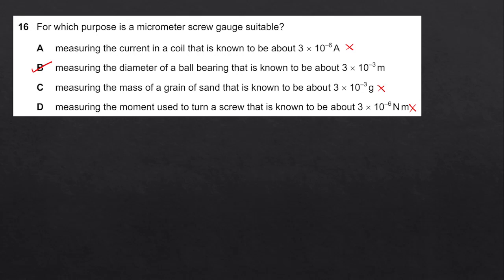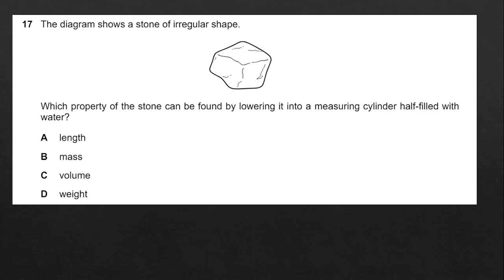Let's look at question number 17. The diagram shows a stone of irregular shape. Which property of the stone can be found by lowering it into a measuring cylinder half filled with water? So we have an irregular shaped object. So by using a measuring cylinder filled with water, I can find what is the volume of the stone. So the correct option is option C.